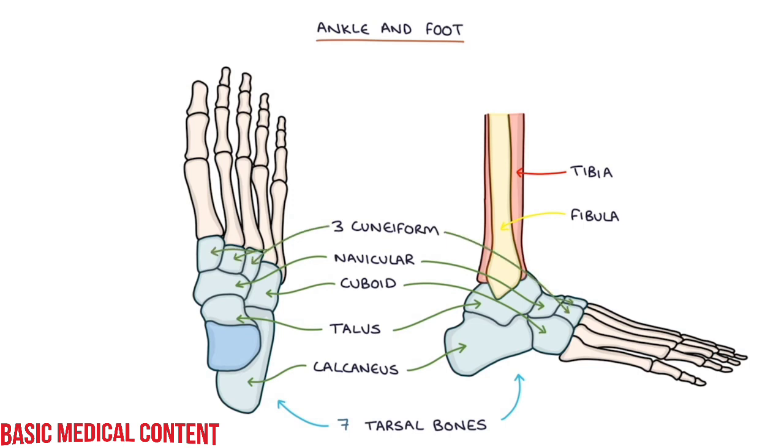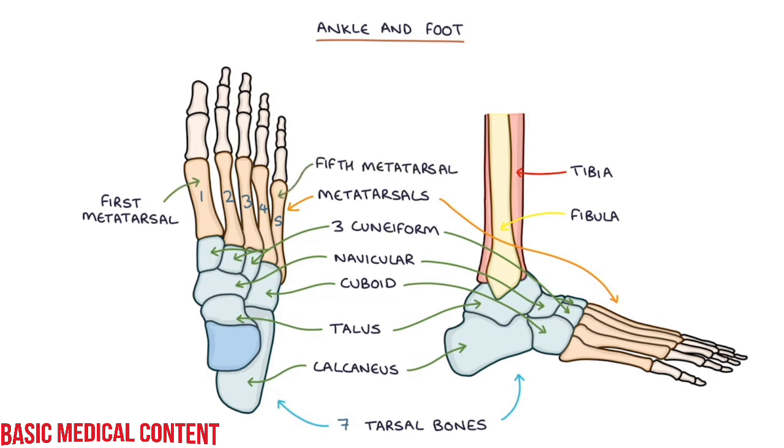Distal to the tarsal bones are the metatarsals, and these are numbered 1 to 5, with the first metatarsal joining the big toe and the 5th metatarsal joining the little toe. Distal to the metatarsals are the phalanges. There are proximal, middle, and distal phalanges, except for the big toe, which only has a proximal phalanx and distal phalanx.